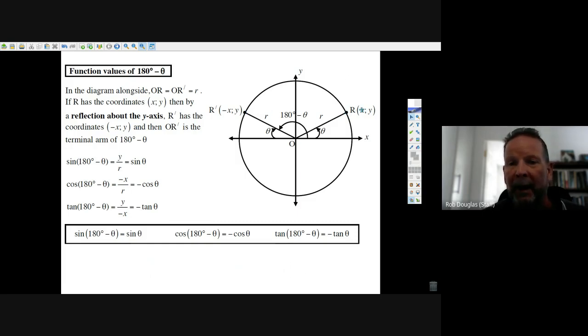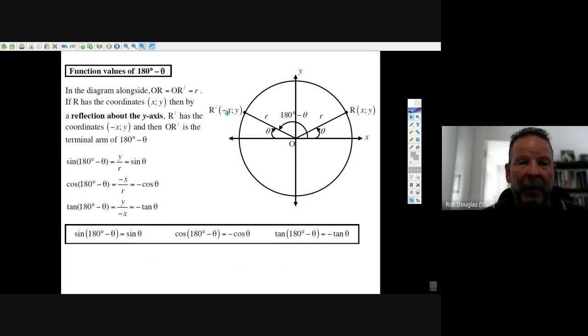So instead of x and y, we make minus x and y exactly on the other side, but right there. Well, you'd have a triangle here, right? Where you get your trigonometric functions. X over r is cosine, y over r is sine, and y over x is tangent. Well, over here, it's exactly the same triangle, but one thing is changed.